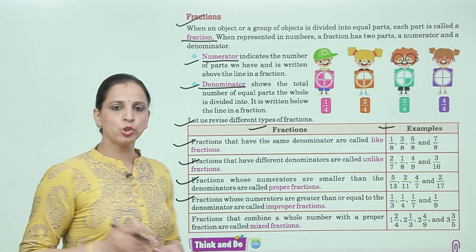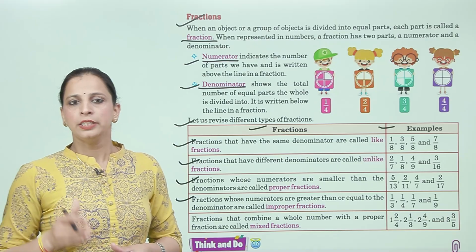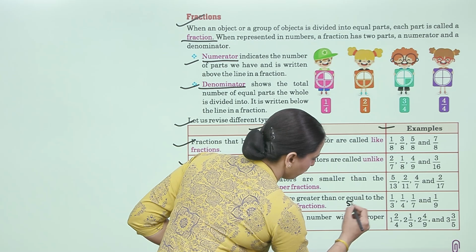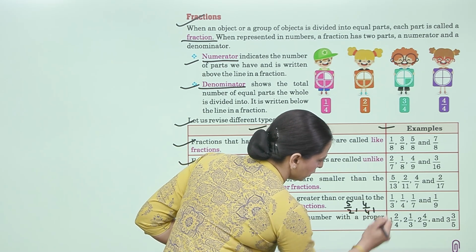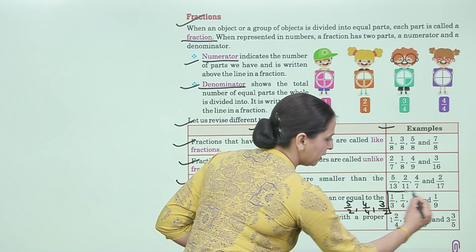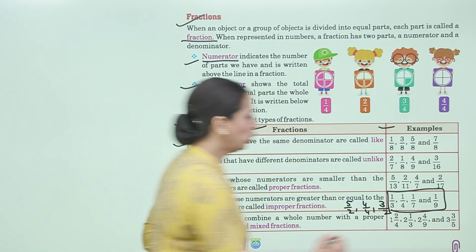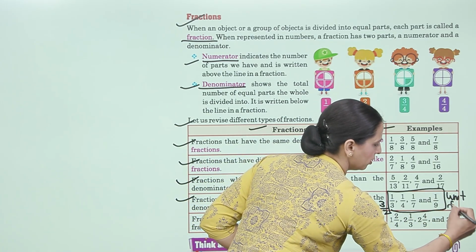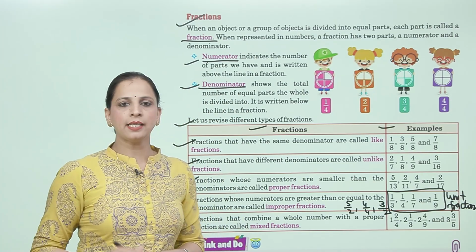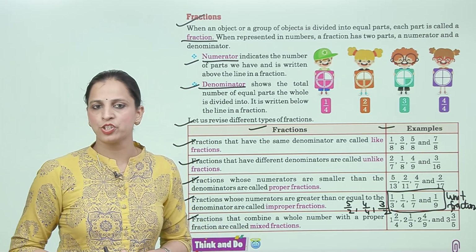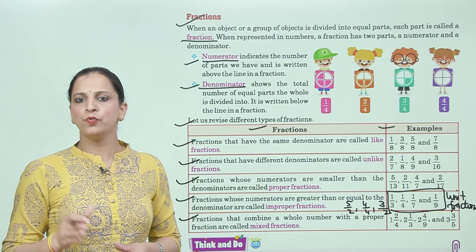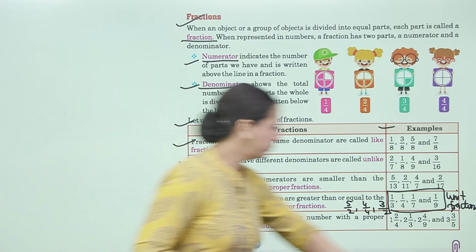Next, fractions whose numerators are greater than or equal to the denominator are called improper fractions. Examples are 5 by 2, 4 by 4, 3 by 2. Fractions whose numerator is 1 are called unit fractions. Next, fractions that combine a whole number with a proper fraction are called mixed fractions. Examples: 1 and 2 by 4, 2 and 1 by 3, 2 and 4 by 9 and 3 and 3 by 5.